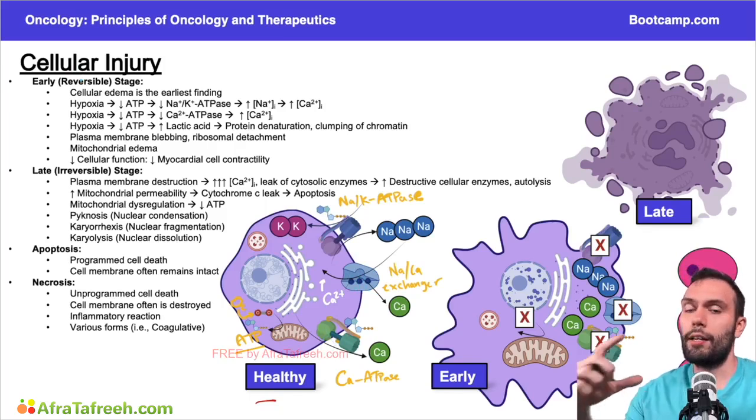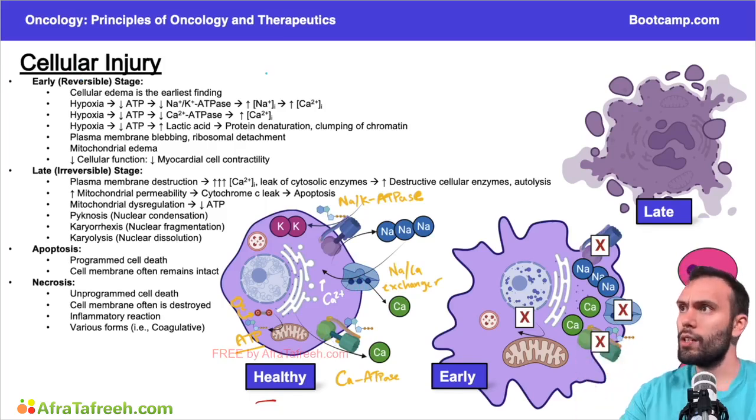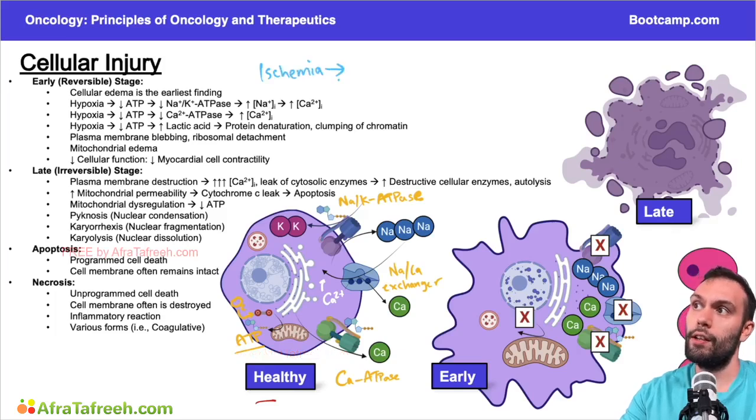So again, we're talking about the early reversible stage of injury. Let's just say that we had a patient that has some ischemia to some tissue. Whether it's a myocardial infarction, a stroke, whatever it is, there's some ischemia going to a portion of the tissue. And so the oxygen that's getting to that tissue is going to be lower, and we would say that this patient is undergoing some form of hypoxia.